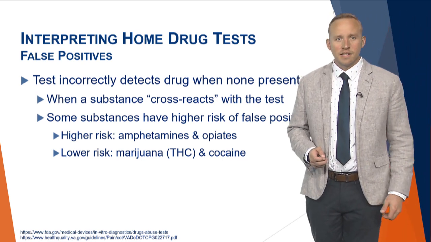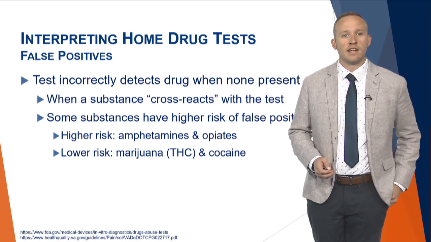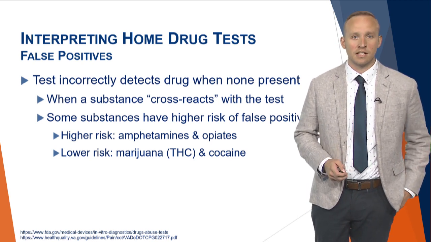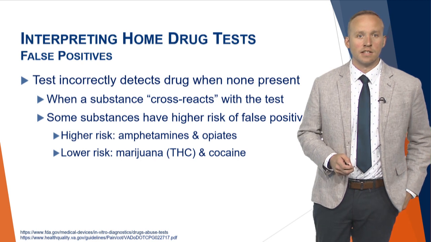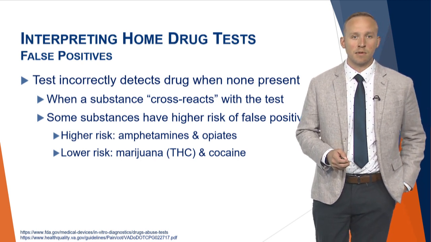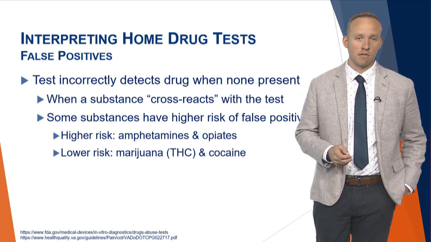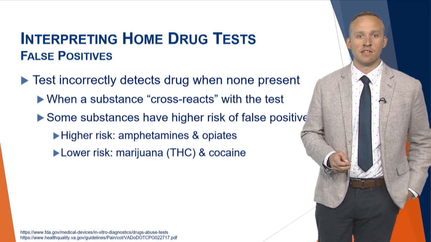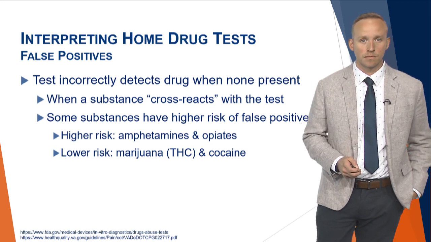A false positive, on the other hand, occurs when a test incorrectly detects the presence of a drug or metabolite when there actually is not one present. This occurs when a substance cross-reacts with the test. This could be from another prescription drug, an over-the-counter drug, or even food substances that have a similar chemical structure.